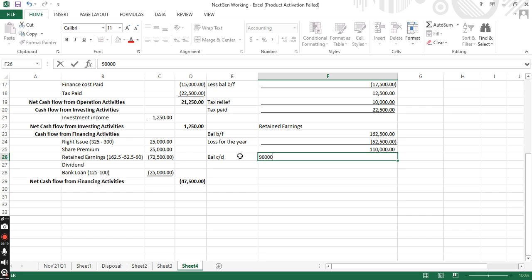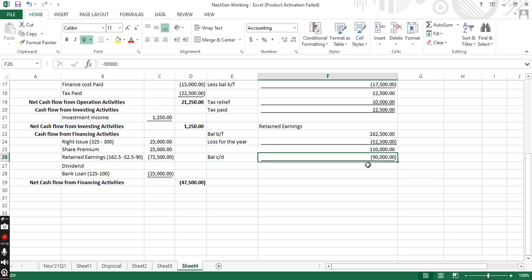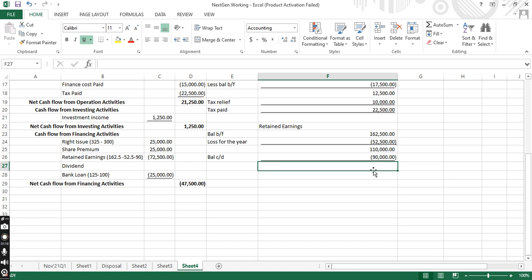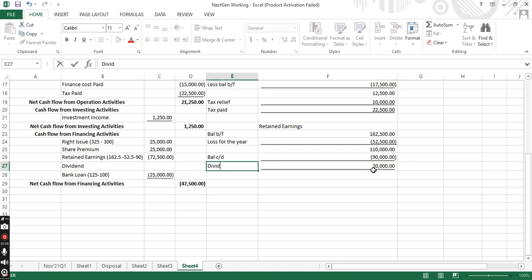That means something has left my account, right? That means I will need another payment. And what is that payment I can only make from my account? If I'm to make a payment, then it has to be dividend. So that 20,000 is the dividend paid.